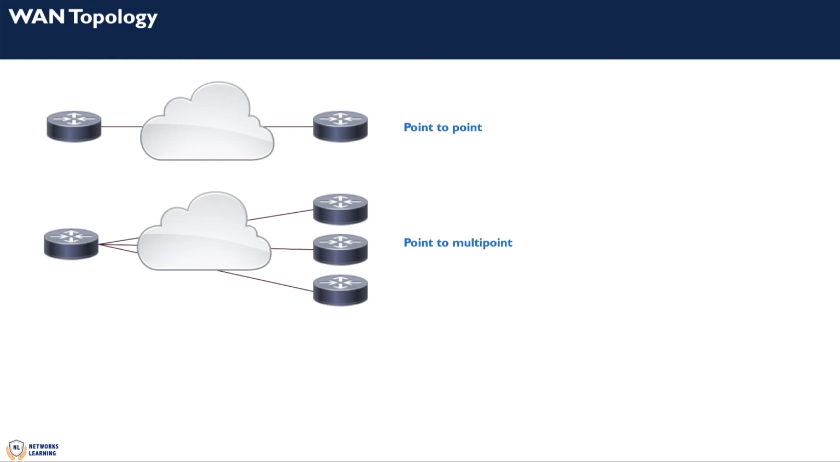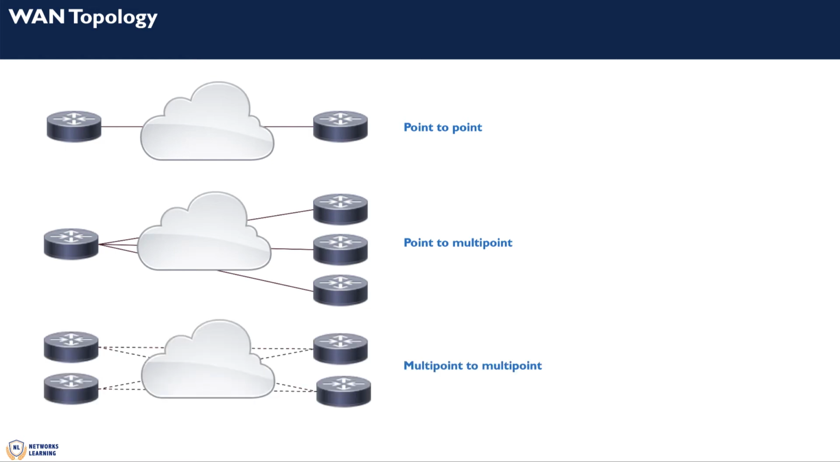Wide area network or WAN topology comes in two different flavors. Mostly point-to-point, where one site is connected to a remote site and that remote site only. Point-to-multipoint. Here the site on the left acts as a hub. This could be your headquarters, and the sites on the right are your branches. The branches will not communicate directly. The branches will have to communicate through the central location on the left. Multipoint to multipoint is where every site can communicate with any other site.